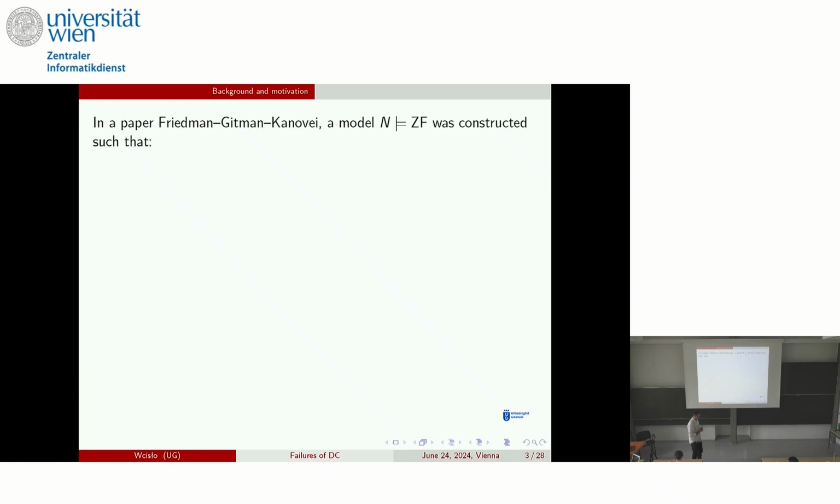In 2019 or 2020, Kanovei, Gitman, and David Friedman published a paper in which they produce a model of ZF. The context they were interested in was the context of second-order arithmetic, so they actually stated it in terms of a model of second-order arithmetic, Z2. If you don't know what it is, it's not relevant for the talk. If you know, that was how they phrased it: a model in which the arithmetical axiom of choice holds, and in which DC fails at the level pi 1, 2.